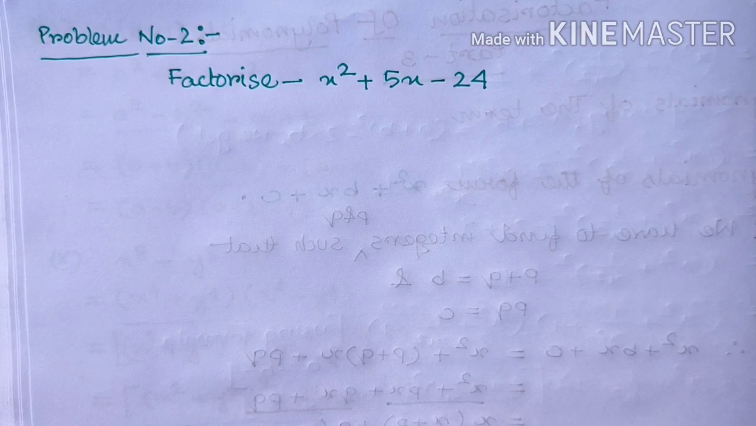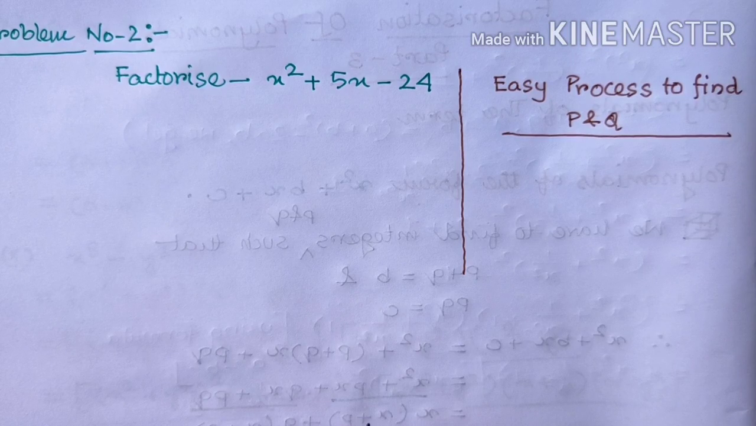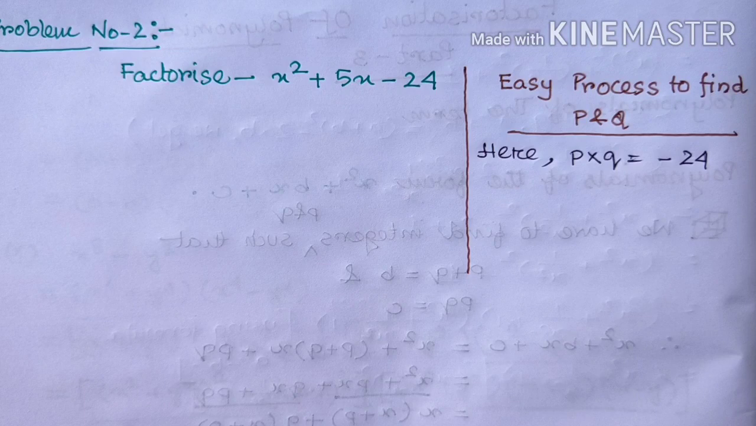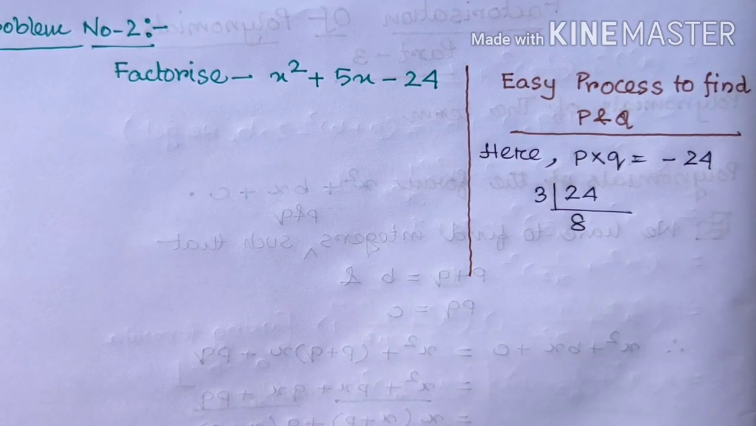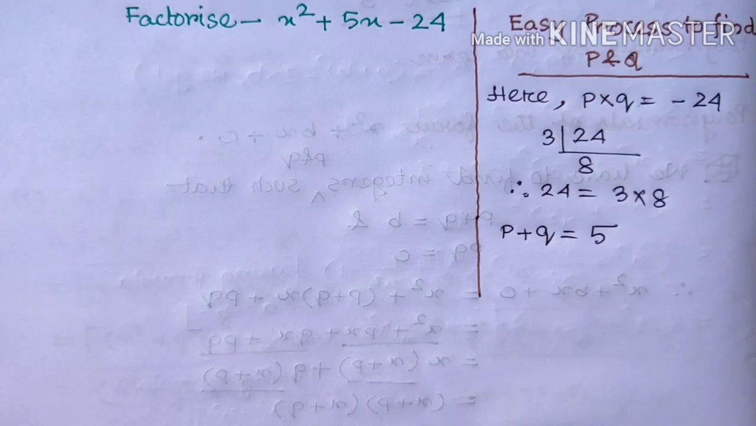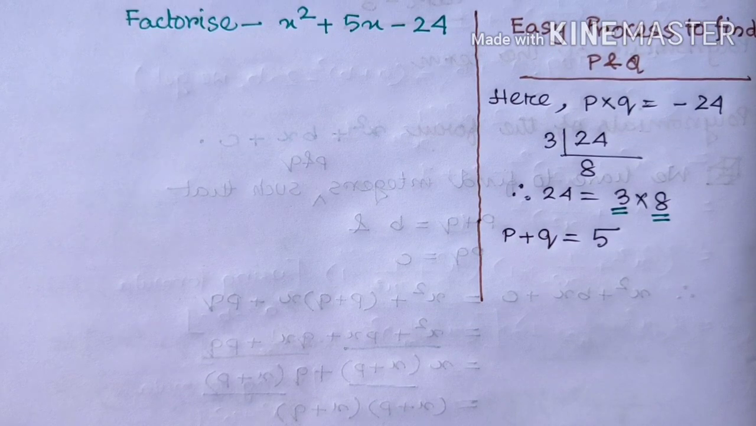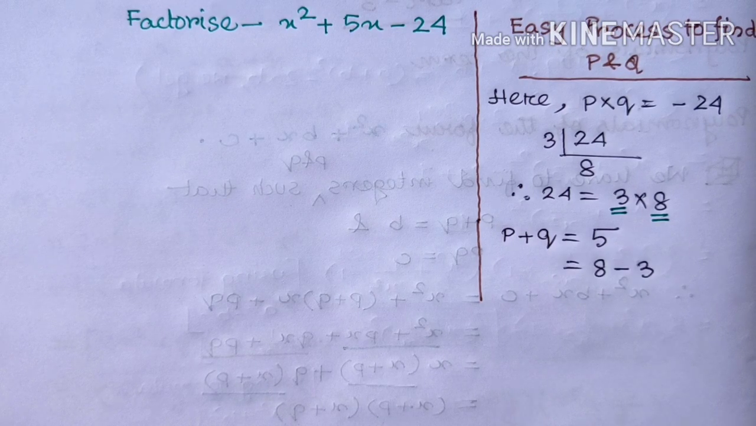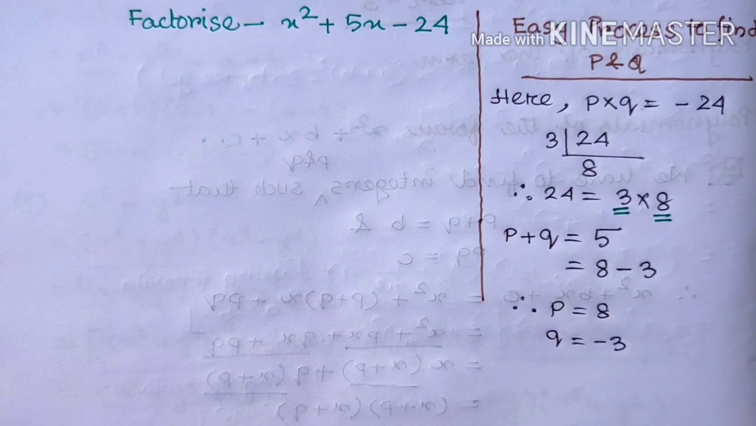Problem number 2. Factorize x square plus 5x minus 24. Easy process to find p and q. Here p into q equals minus 24. Therefore factorize 24 and we get 3, 8. Therefore 24 equals 3 into 8. And p plus q equals 5. Therefore the subtraction of 3 from 8 gives 5. Therefore p equals 8 and q equals minus 3.